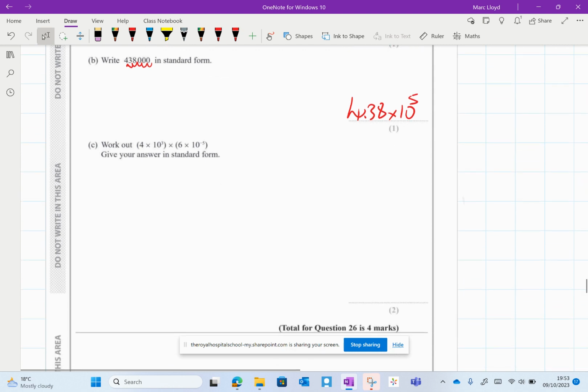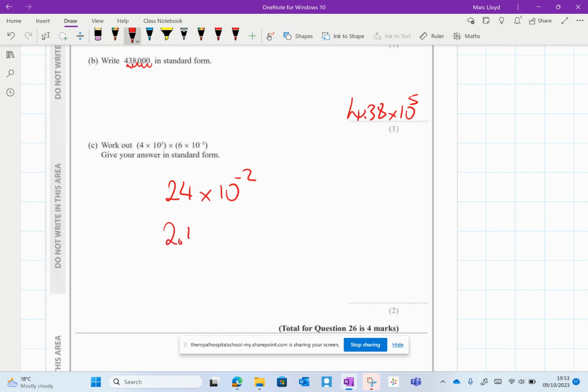Okay, next one. Work this out. So 4 times 6 is 24. And then times 10 to the power of 3, take away 5 is negative 2. But that is not in standard form. So we need to be having a number between 1 and 10 there as well. So that's going to be divided by 10, which means this is multiplied by 10, raising the power by 1, giving you 10 to the minus 1. So 2.4 times 10 to the minus 1.